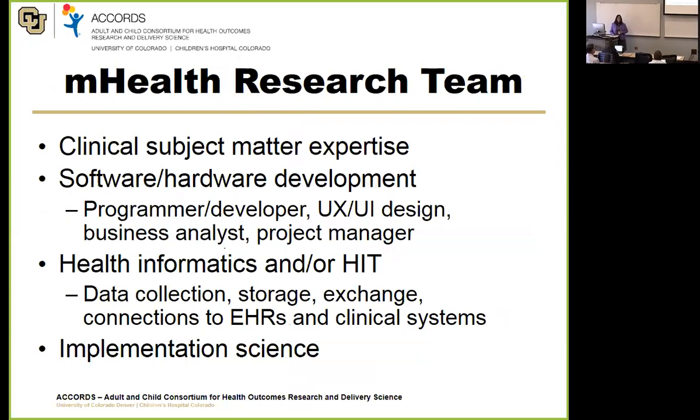You need somebody in mHealth research who has that clinical subject matter expertise. Very often this is the PI or the person who's got some sort of idea about how the research project could change the way healthcare is delivered or could change health outcomes. But you also need somebody who has some experience in software or hardware development, depending on if you're working with an app solution or more of a device solution.